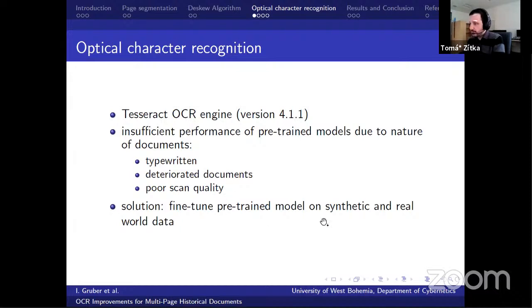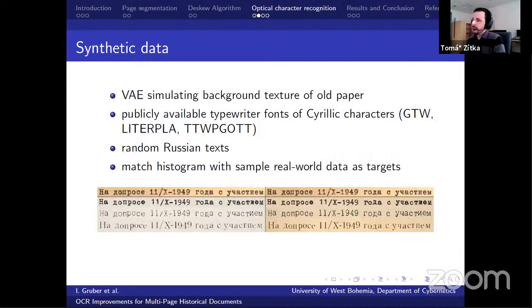However, we don't have enough real-world data to do this effectively, so we also use synthetic data. For synthetic data, we use a variational autoencoder, which simulates the background texture of the old paper, and then publicly available typewriter fonts like the ones listed in parentheses. And we set random Russian text obtained from the internet using these fonts over the background texture. And in this image here, we can see results.